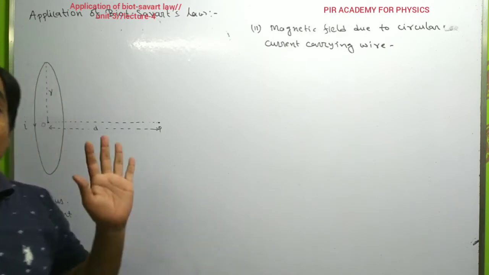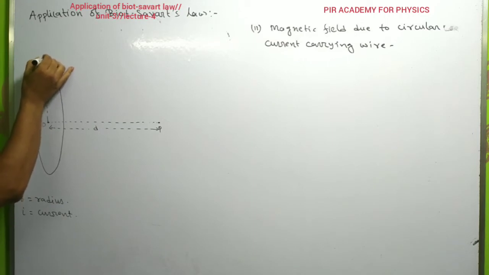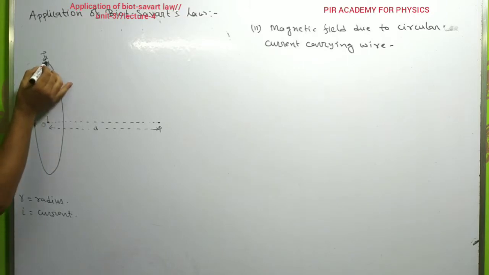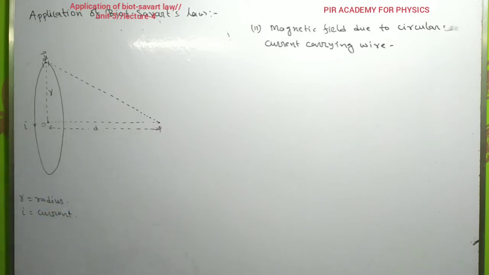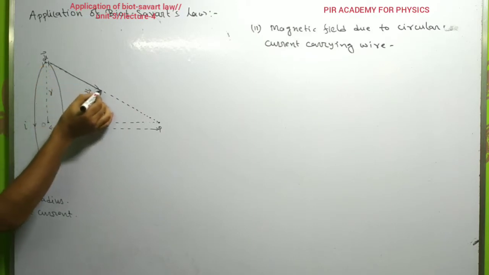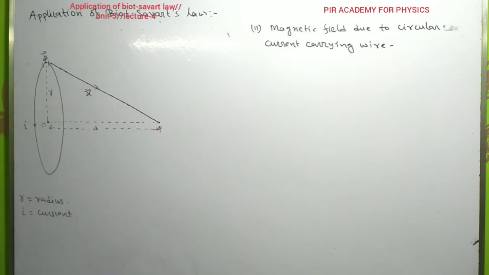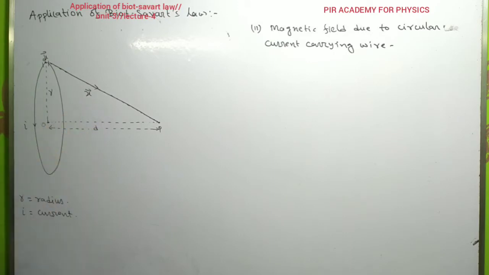What is the current element? I dl. So if I take a current element, here is dl in this direction. The distance of this current element from point P is x, along this direction. So first of all, you have to find the angle between the current element and this distance vector.